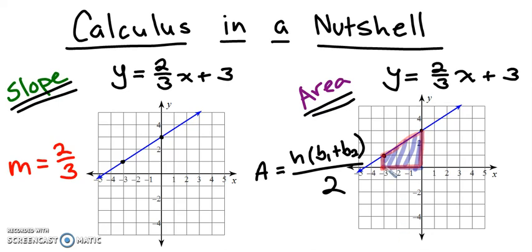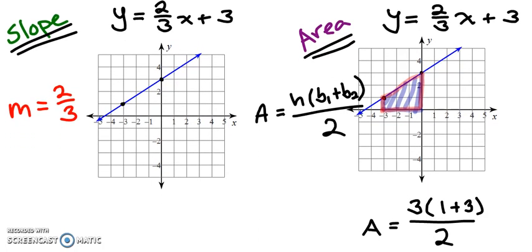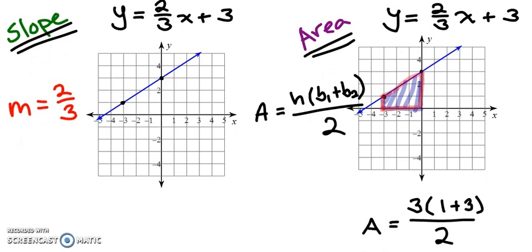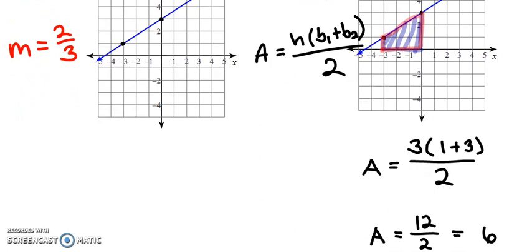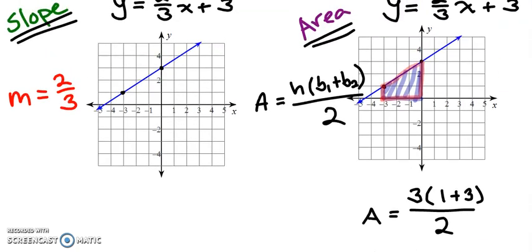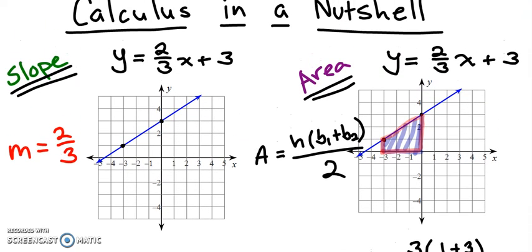So the height for this right trapezoid is this side here, which is 3. The base 1 is this one, which is a 1, and the base 2 would be this side, which is a 3. So we have this area is 3 times (1 plus 3) over 2, which then gives us 6 as our final answer. So this is all pretty easy because we are dealing with a linear function.